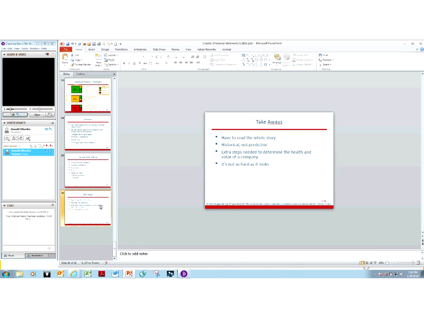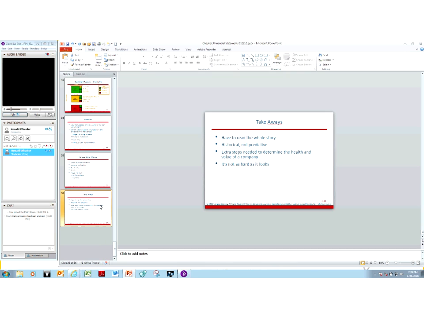Those financial statements are historical, not predictive, and so you want to understand as best you can the trends that are going on within the industry, and things that are perhaps in the MD&A as to what's going on within the industry and predictions that they're making, to understand what the future holds. Certainly extra steps are needed to determine the health and the value of the company. That's calculating the metrics, looking at other measures, not just the ones that jump off the page at you.